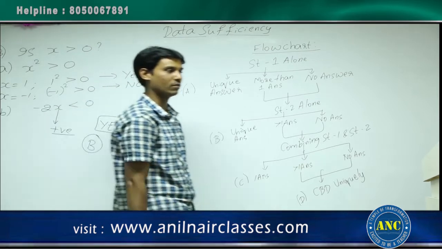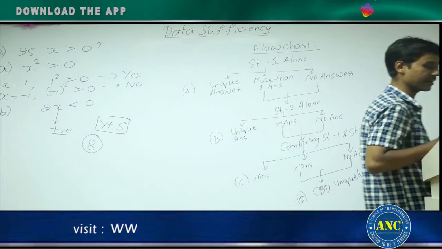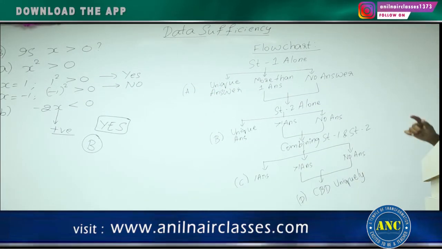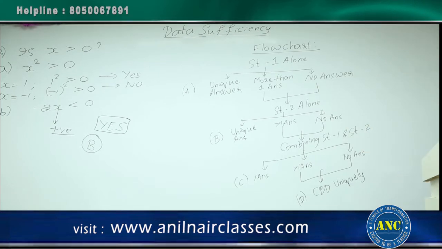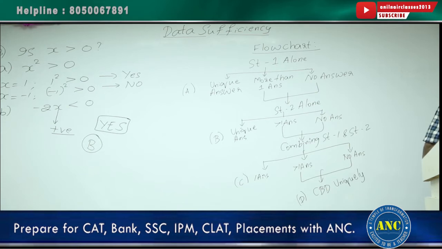Understood? Option B. These are all very easy questions. Slowly we will increase the level of difficulty. The first 5 questions are for you to understand how to solve data sufficiency. From there you can pick it up. Do you have a doubt, Sanjay? No.